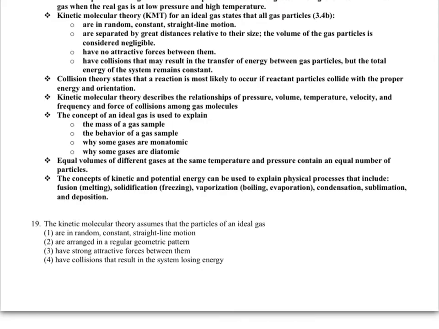Question number 19 asks us to describe the kinetic molecular theory version of ideal gases. These are the 4 ideas that you just need to memorize. And ideal gases, or perfect gases, basically will move in constant random straight line motion.